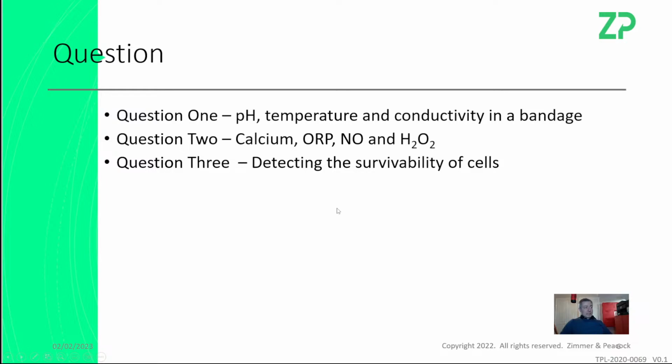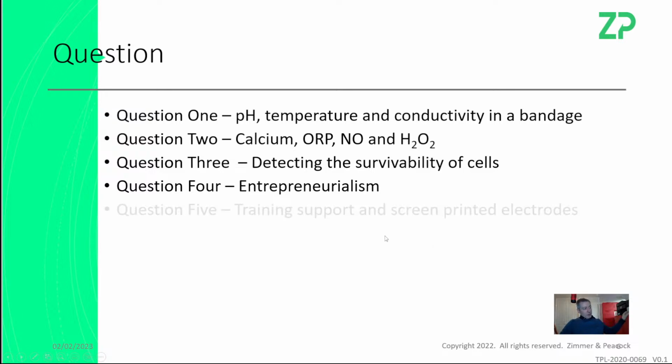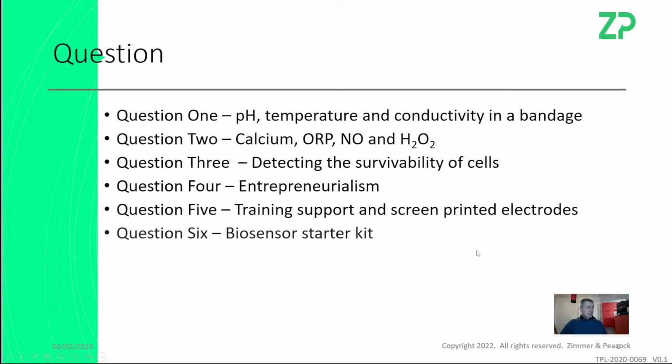Question number 3 is detecting the survivability of cells. So somebody wants to essentially go through a sterilization process and understand whether cells survive that process or not. I want to touch upon entrepreneurialism. Also, training support and screen printed electrodes. I will touch upon the quality of screen printed electrodes. And I'll also just very quickly go through a list of biosensors that somebody's interested in.